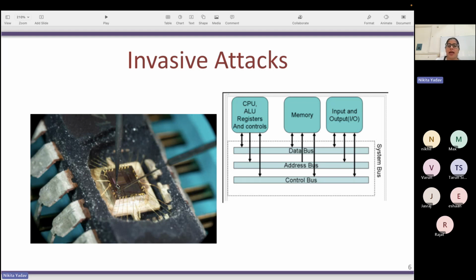The attacker can add probes in your chip and can try to learn the values which are being passed in these buses. And if it is able to get these values which are being passed in the buses, then it can basically try to find out exactly what your machine is doing. So such attacks have been shown. It has been shown that such attacks are possible.